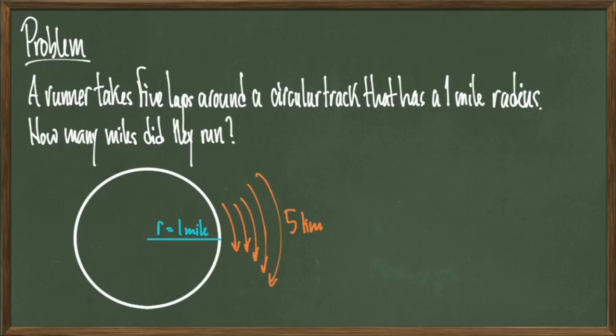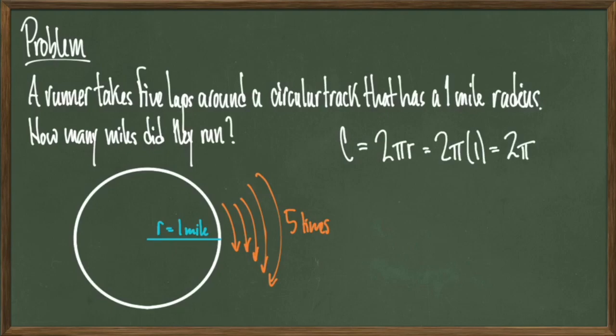Now I know that my runner took 5 laps around this track, which means that his total distance will be 5 times the circumference of this circle, since running around the circle once means that I have traveled the length of the circumference once. So running around it 5 times means I need to take the circumference and multiply it by 5. Since I know my radius is equal to 1, I can calculate the circumference, which is 2 pi r equals 2 pi times 1 equals 2 pi.